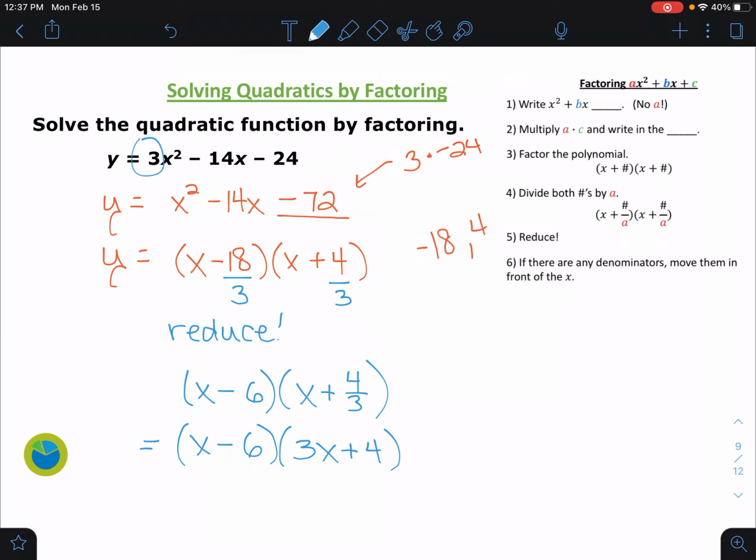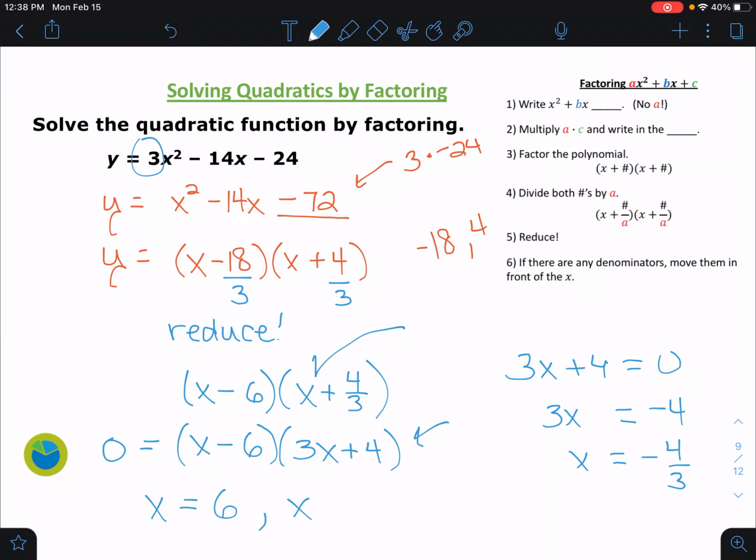Remember, to solve, you have to set it equal to 0. Well, this first one is easy. It's 6. The second one is a little trickier. It's not obvious. You can't just write negative 4 there. That's not quite right, right? 3x plus 4. When does this equal 0? You can solve this. Subtract 4. Divide by 3. You get negative 4/3.